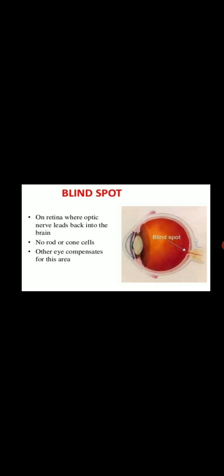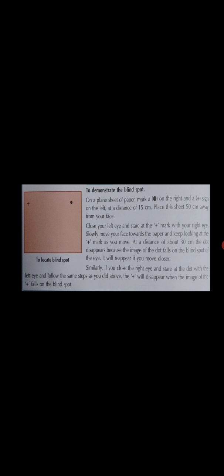So we can demonstrate the presence of the blind spot in an eye. For this, on a plain sheet of paper, you have to mark a dark dot on the right side and a plus sign on the left, at a distance of approximately 15 centimeters, and place this sheet approximately 50 centimeters away from your face. Close your left eye and stare at the plus mark with your right eye, and slowly move your face toward the paper and keep looking at the plus mark as you move.